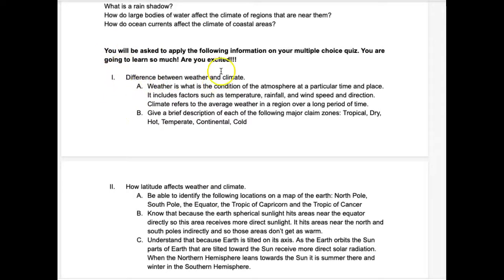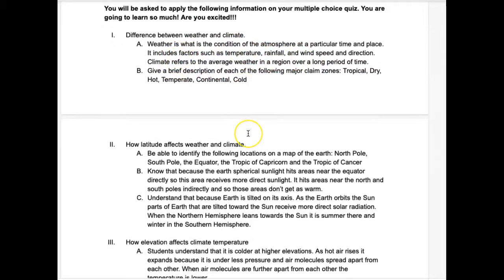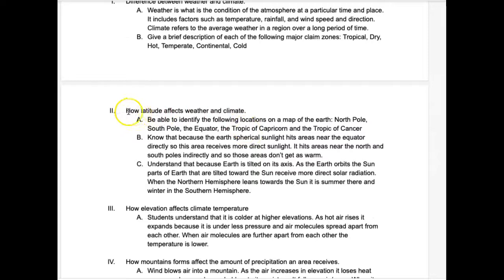We've learned what the difference between weather and climate is. And then you can read all this. Weather is the condition of the atmosphere at a particular time and place. And what does it include? So know all of this information. And again, this is a review of what we've learned in class. Know how latitude affects weather and climate. Here's everything we learned in this unit about that in a nutshell.